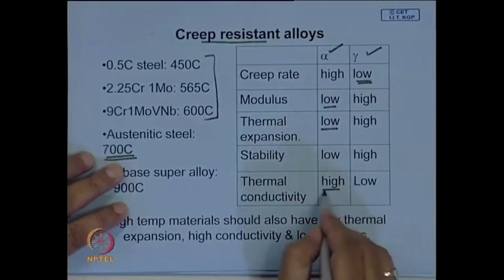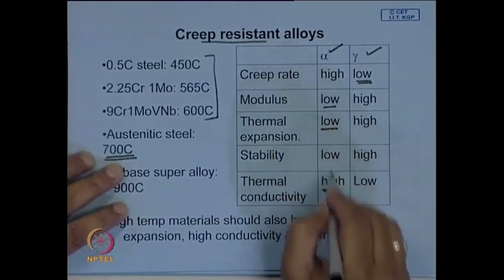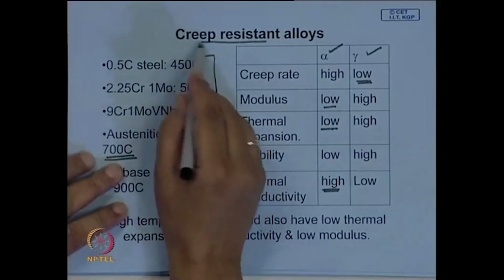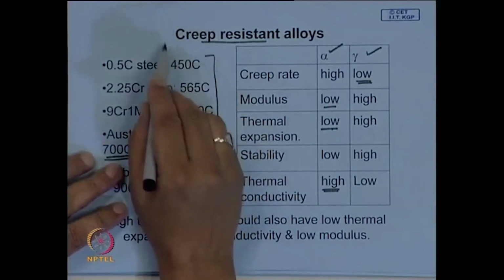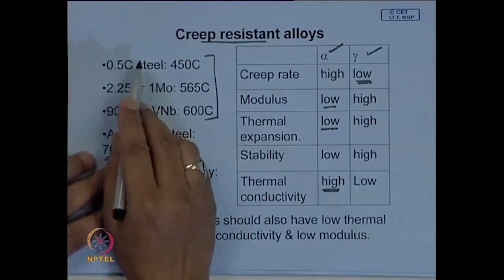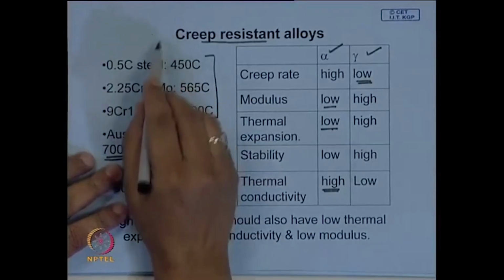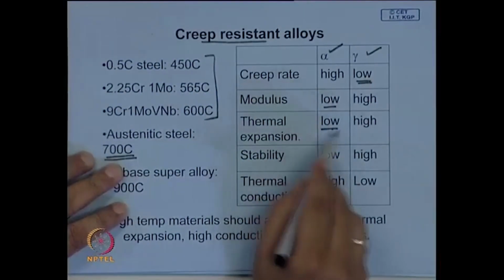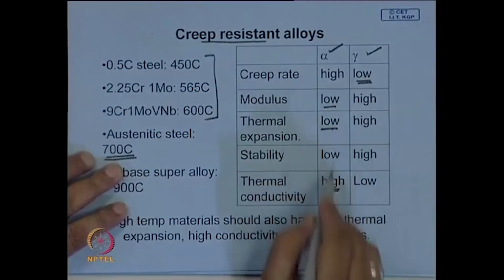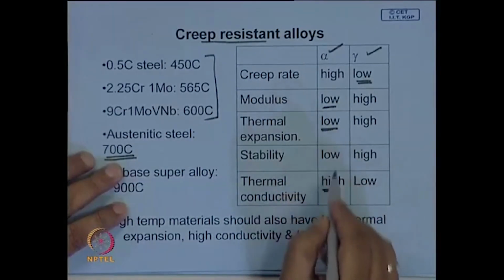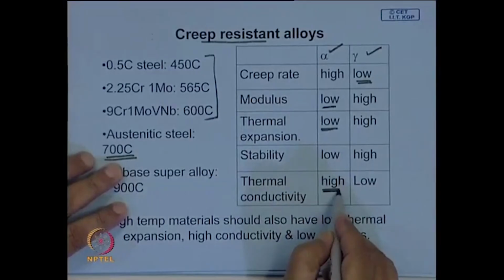and high thermal conductivity. In that case the thermal stresses will be minimum, because many of these high temperature materials are often subjected to repeated shutdown and start up, and that is the time you have high thermal stresses. To avoid that, you need low modulus, low thermal coefficient of expansion, and high conductivity.